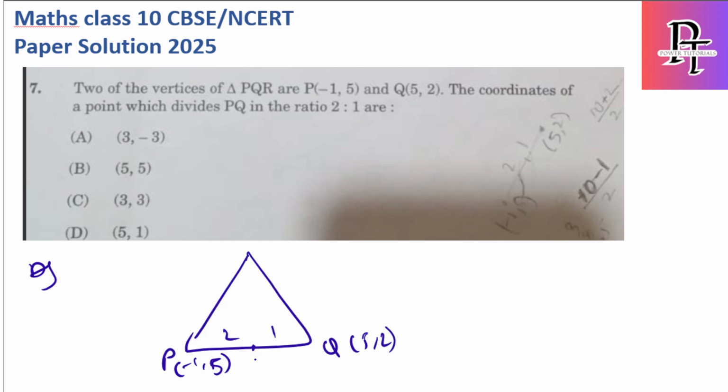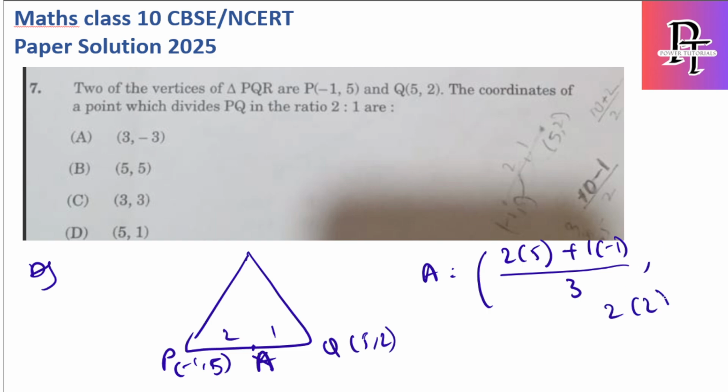So let's suppose this point is A. What is the point? I can write it as (2 into 5 plus 1 into minus 1) by (2 plus 1), which is 3, comma (2 into 2 plus 1 into 5) by 3. So 2 fives are 10, 10 minus 1 is 9, 9 by 3 is 3. 2 twos are 4, 4 plus 5 is 9, 9 by 3 is 3. So both are the same, which is (3, 3). Answer should be C.